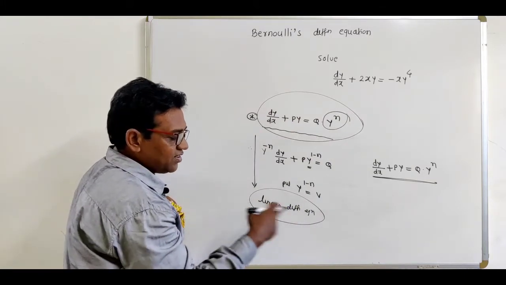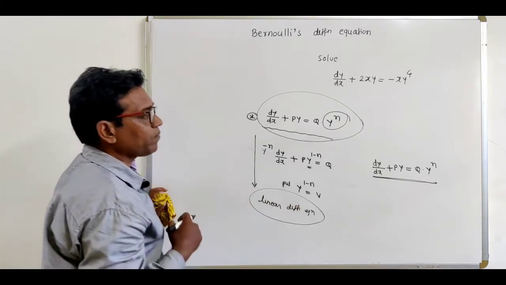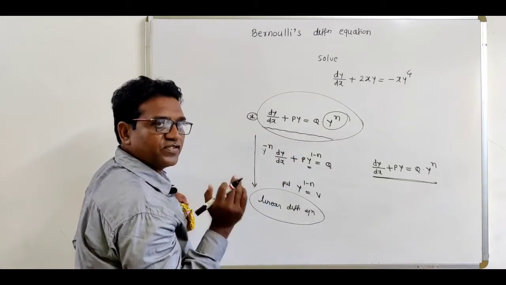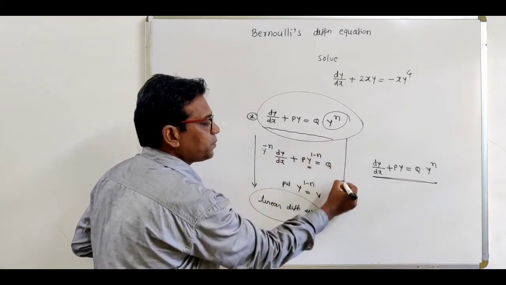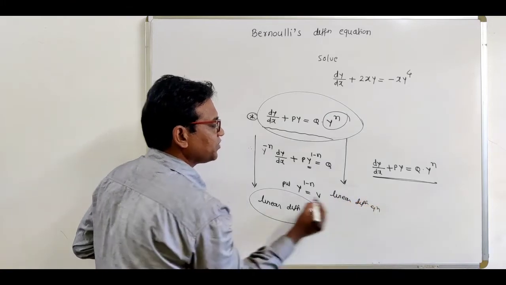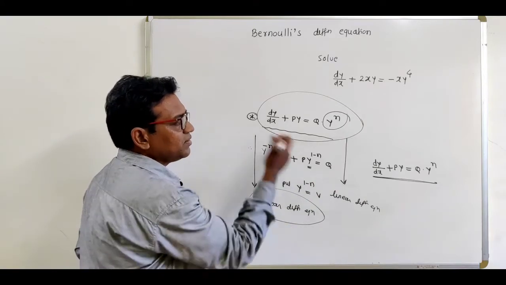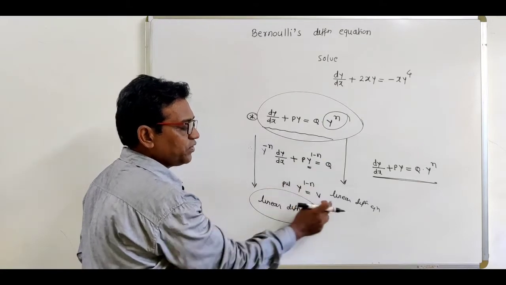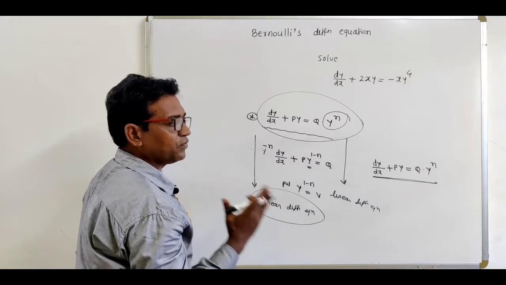Now we have already seen the method of how to solve a linear differential equation. So if the differential equation is a Bernoulli's differential equation, then what is the method? Convert it into a linear differential equation by making some substitution. Just divide the total equation by the term of y, put this coefficient equal to v, and convert this Bernoulli's differential equation into a linear differential equation.